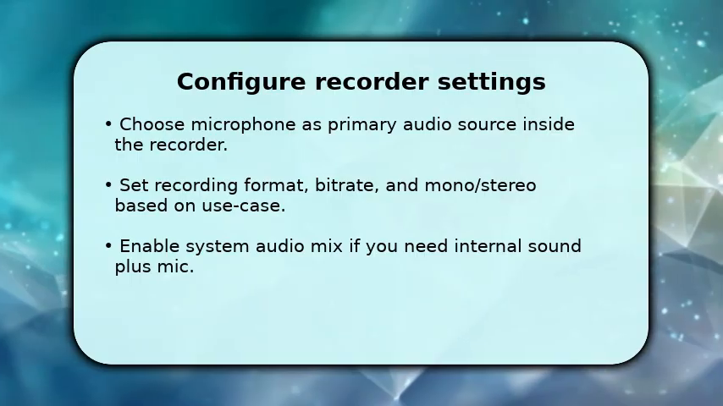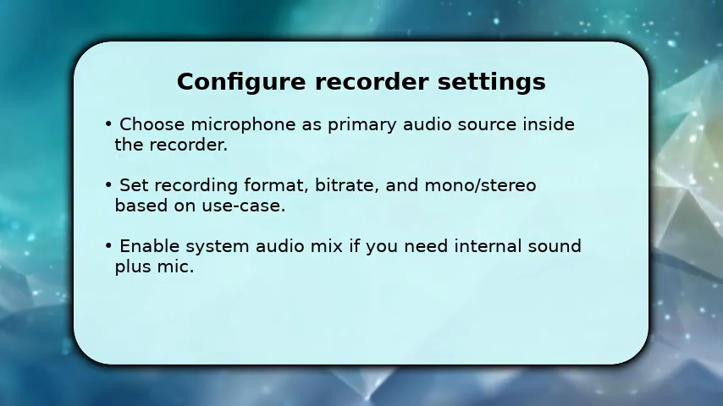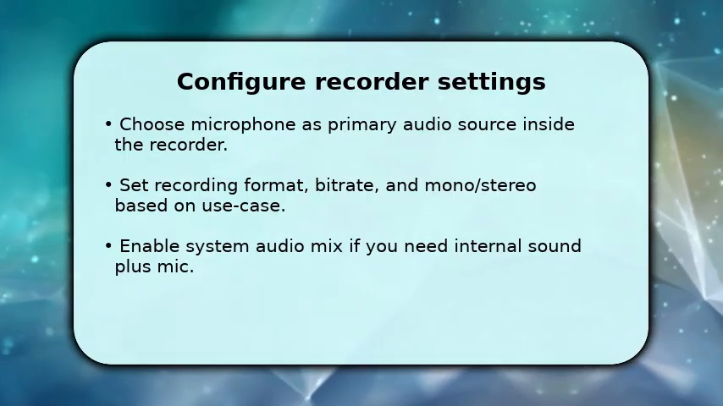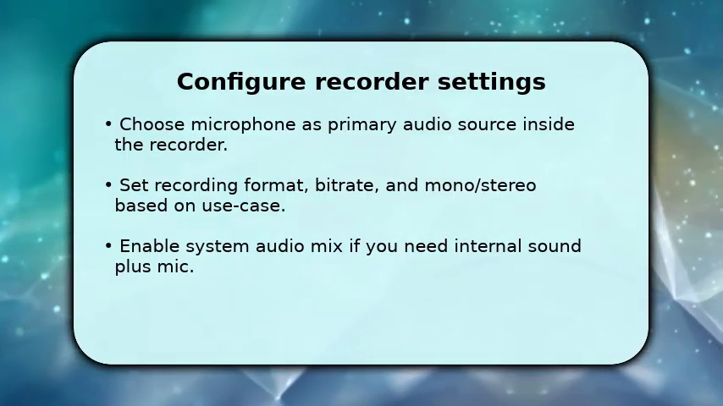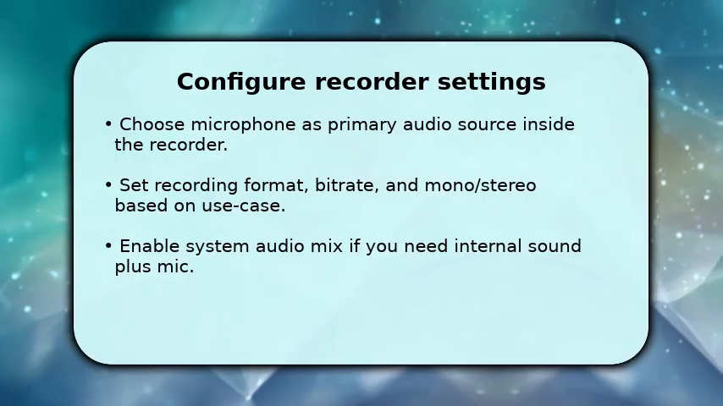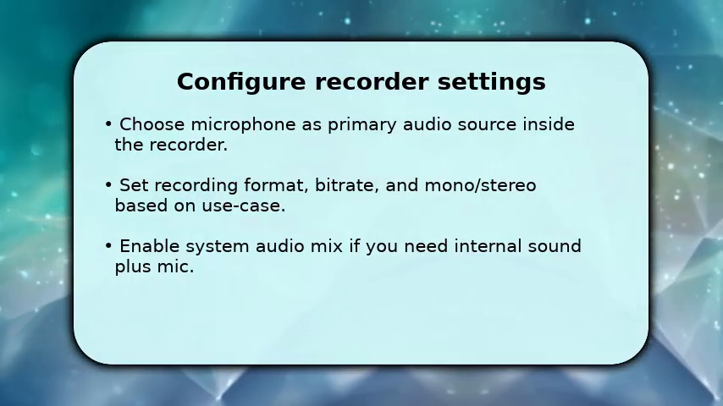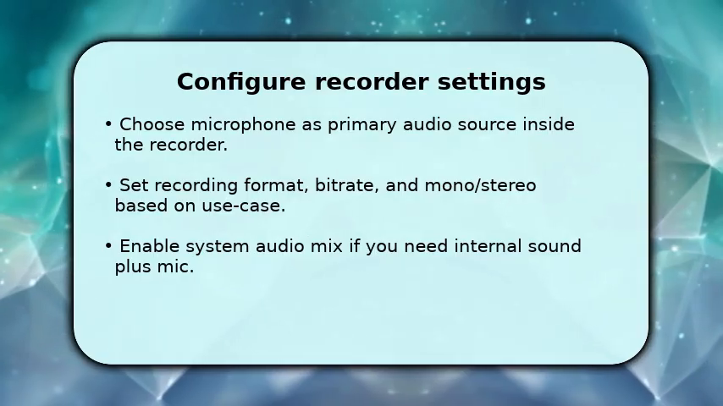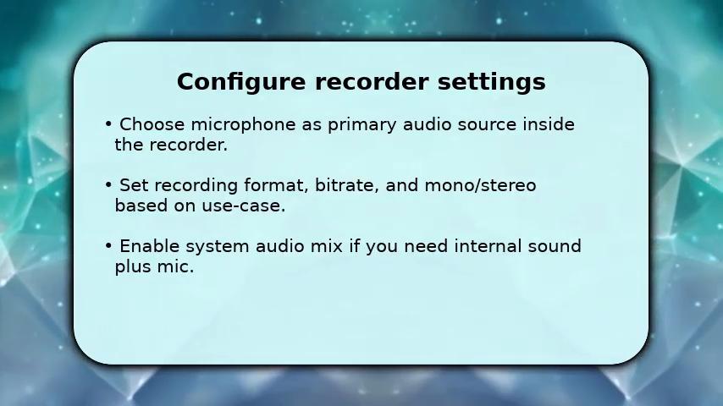Next, set the file format and bitrate. Use 128/320 kbps for voice clarity or higher for music. Choose mono for voice only to save space. If you need both system sound and mic, enable audio mix or multi-track recording and assign channels so the recorder doesn't mute one source when the other plays.